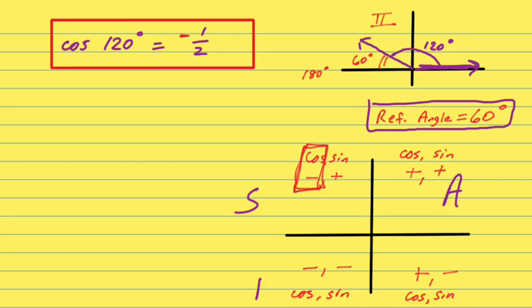All students take calculus. All is positive in the first quadrant. Sine is positive in the second quadrant. Tangent is sine over cosine, and a negative over a negative would be a positive. And cosine is positive in this fourth quadrant. So you can either learn it as all students take calculus, or you can learn it with the positives and negatives, which is the way that I teach it.